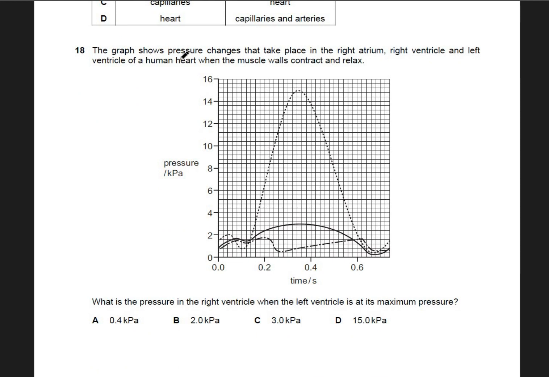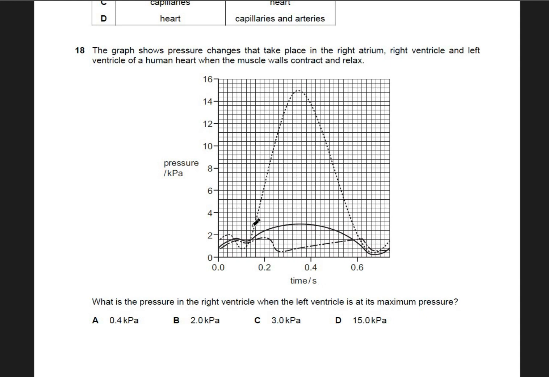Question number 18. The graph shows pressure changes that take place in the right atrium, right ventricle and left ventricle of a human heart when the muscle walls contract and relax. So these are the pressure changes, and the pressure change graph is drawn over here. What is the pressure in the right ventricle when the left ventricle is at maximum? When the left ventricle is at its maximum pressure.